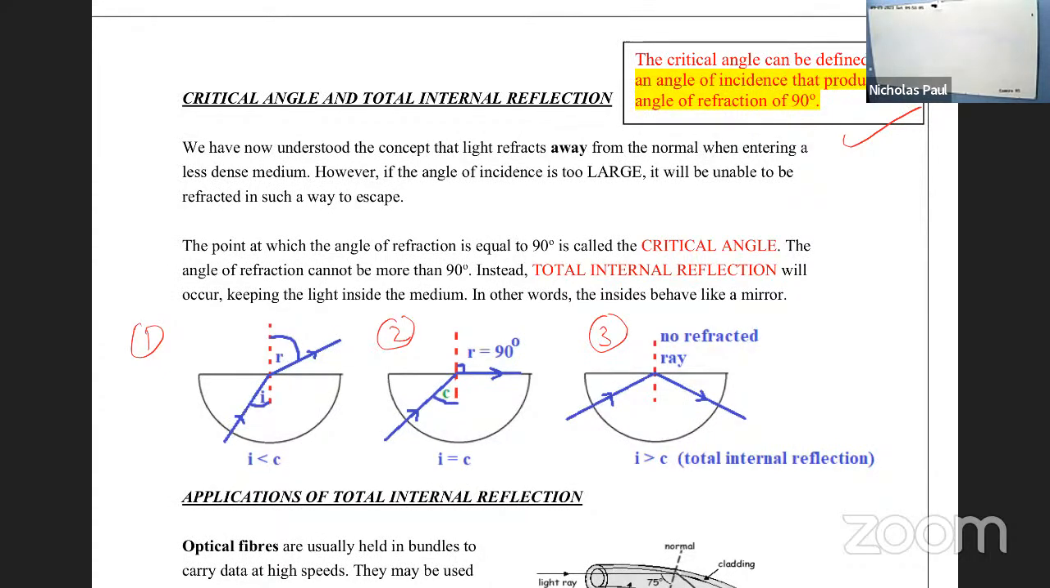Let's say the tile underneath the pool appears to move up when you jump in. That's refraction.